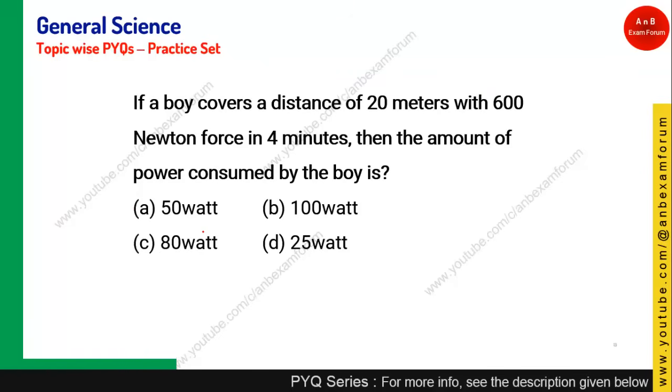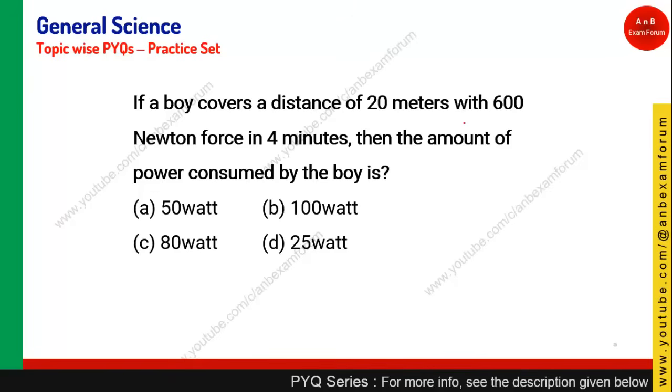In this chapter the other important ones are the numericals. The numerical says: if a boy covers a distance of 20 meter with 600 Newton force in 4 minutes, then what is the amount of power consumed by the boy? Again, the very basic formula: work done upon time taken is power, and you need to calculate the work. So work is what?